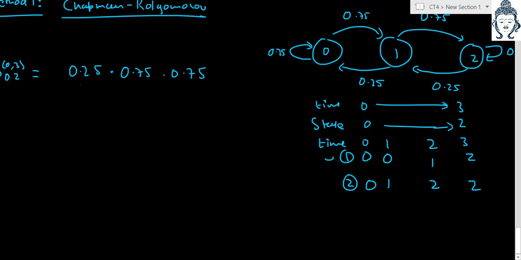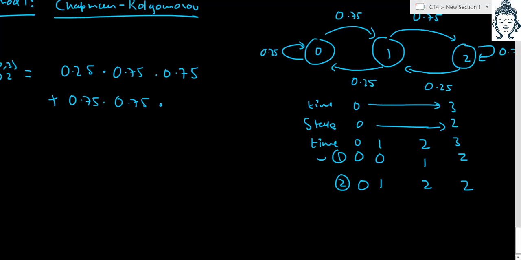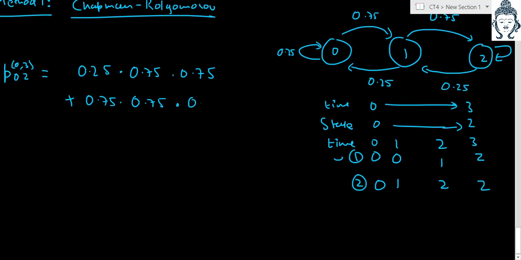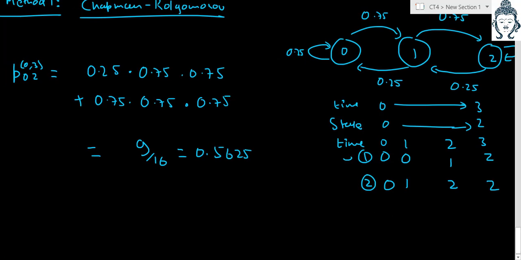This is the first one, and you add the second one, which is going from 0 to 1, that is 0.75, then going from 1 to 2, that is again 0.75 because you're moving ahead, and then staying in 2, whose probability is 0.75 again. So your final answer comes out to be 9/16, or 0.5625. So this was one method of solving it, using the Chapman-Kolmogorov equation.